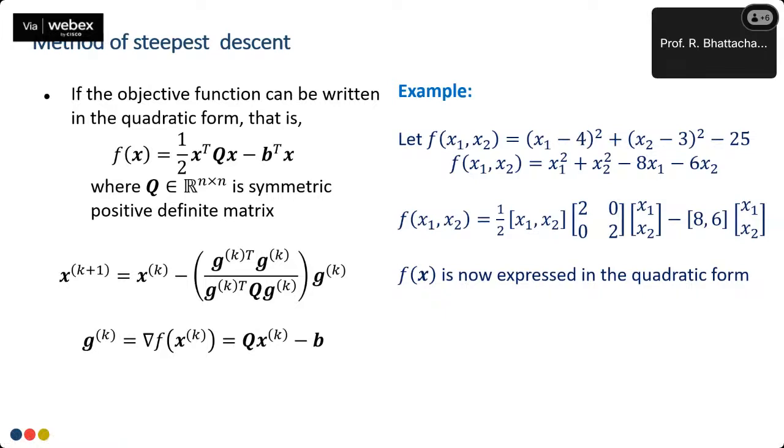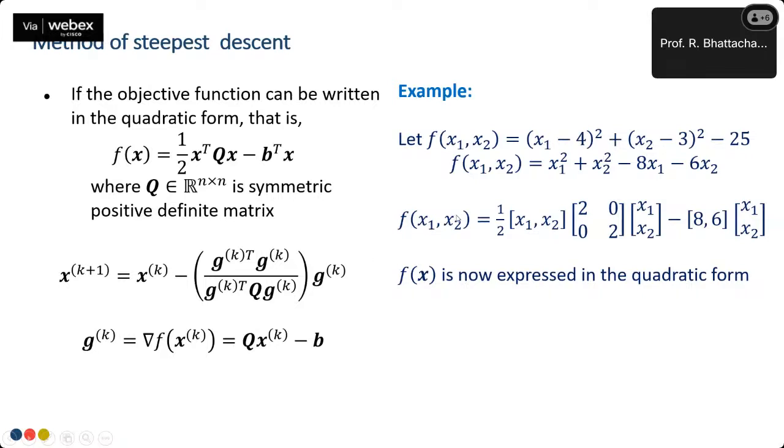So if the objective function can be written in the quadratic form, that means if we can write f of x as half x transpose Qx minus b transpose x, and Q belonging to R n cross n is a symmetric positive definite matrix, then the algorithm can be modified like this. Now, how can we put a function in a quadratic form? This is shown with an example.